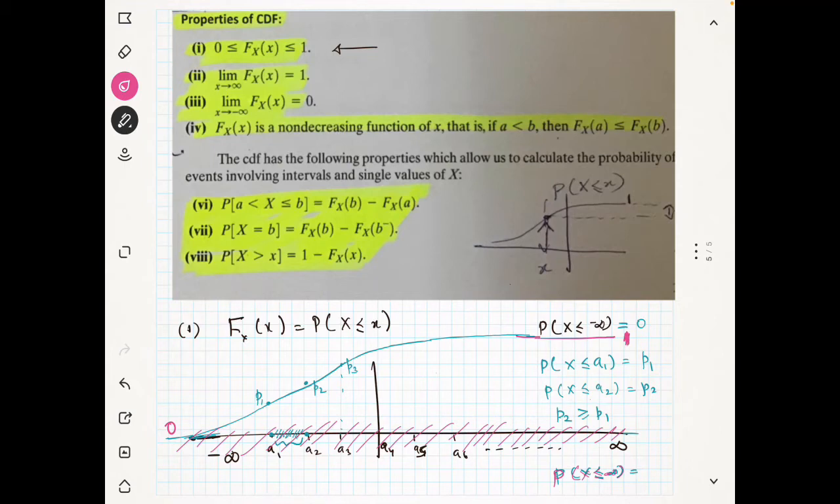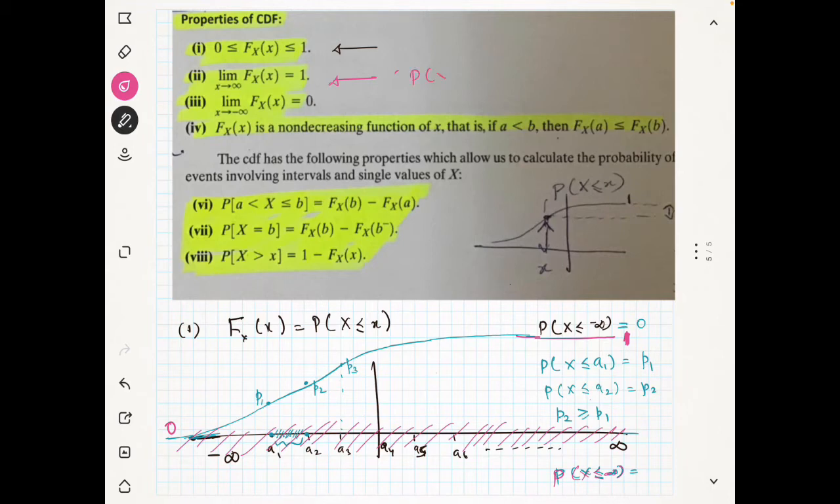Now, the second point: as x tends to infinity, Fx(x) as x tends to infinity is equal to 1.